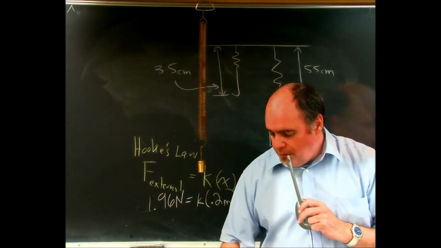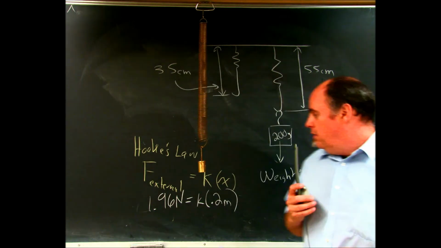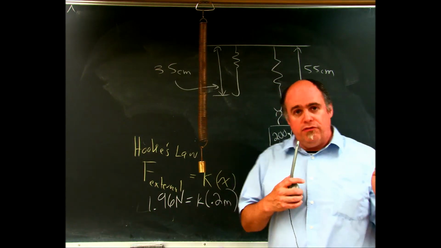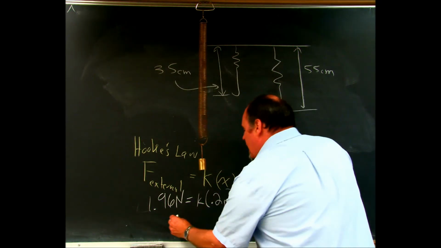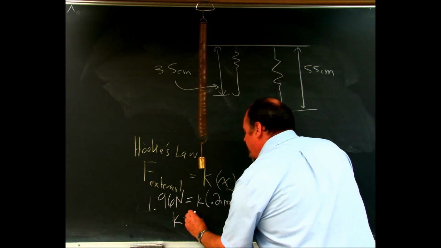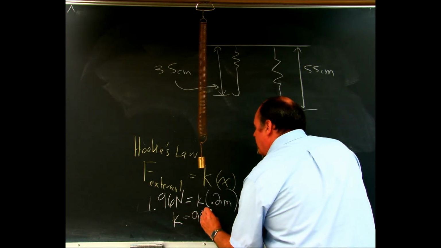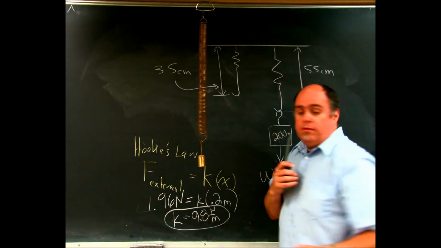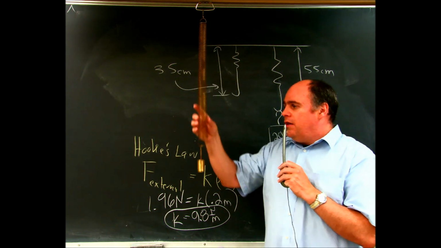Dividing by 0.2 meters, if I took my calculator, 1.96 divided by 0.2 comes out to be the number 9.8, which is a coincidence. It has nothing really to do with gravity. That's just the way these numbers have come out. So this K is coming out to be 9.8, and it's newtons per meter. Okay. It's not a very stiff spring. You can see it's easy to stretch.